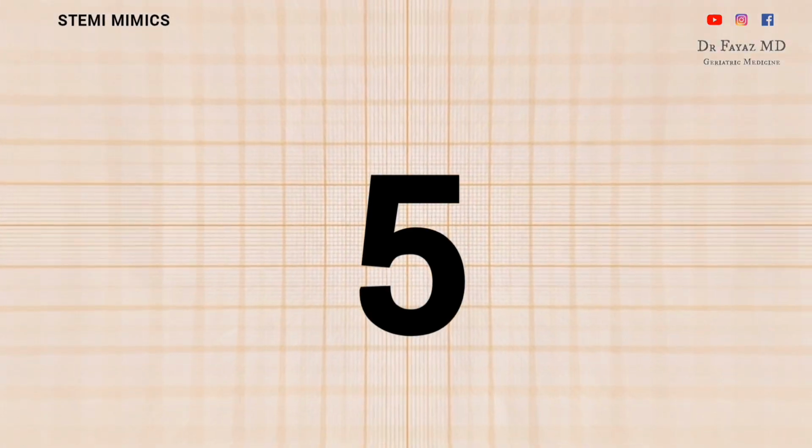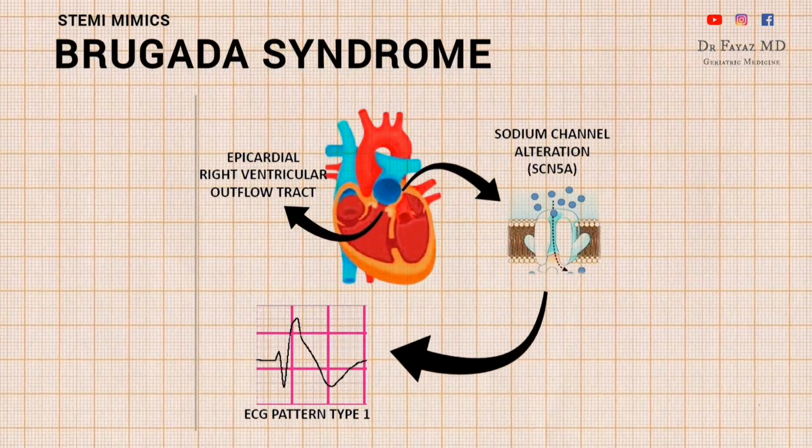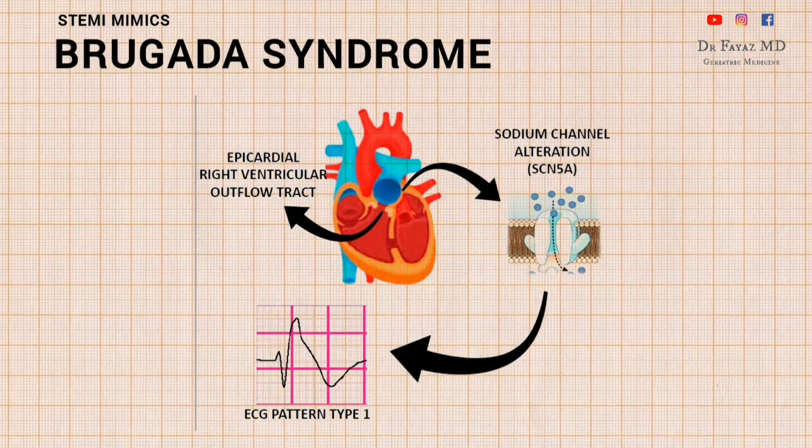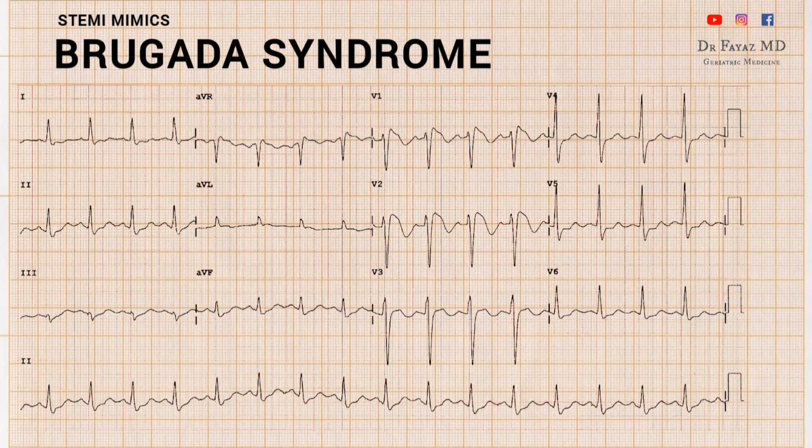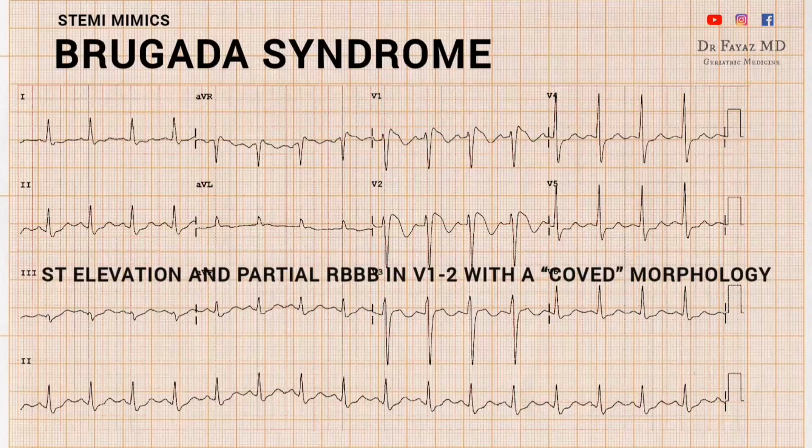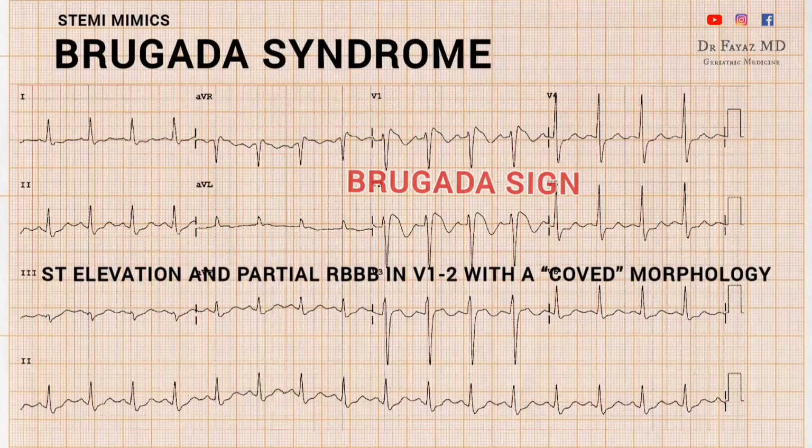The fifth differential is Brugada syndrome. So this is an inherited channelopathy affecting the sodium channels of the heart. The ECG changes are ST elevation with partial right bundle branch block in V1 and V2 with a coved morphology. So this is called the Brugada sign.